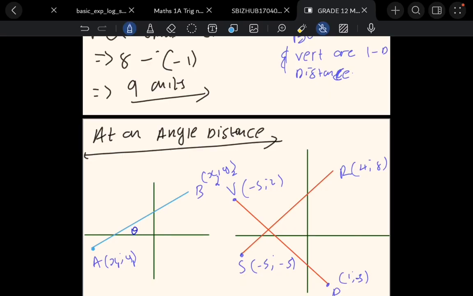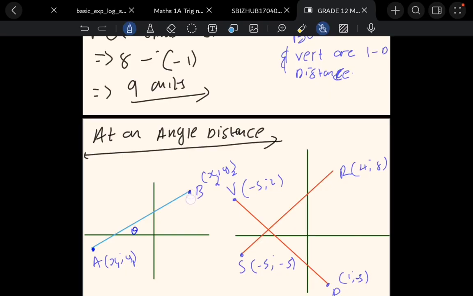This straight line makes an angle theta, which is the gradient. Theta is just the gradient. How do you calculate this distance? Very, very easy. Because we have different x values, which is x2 minus x1, we can calculate the horizontal distance between x2 and x1, right?